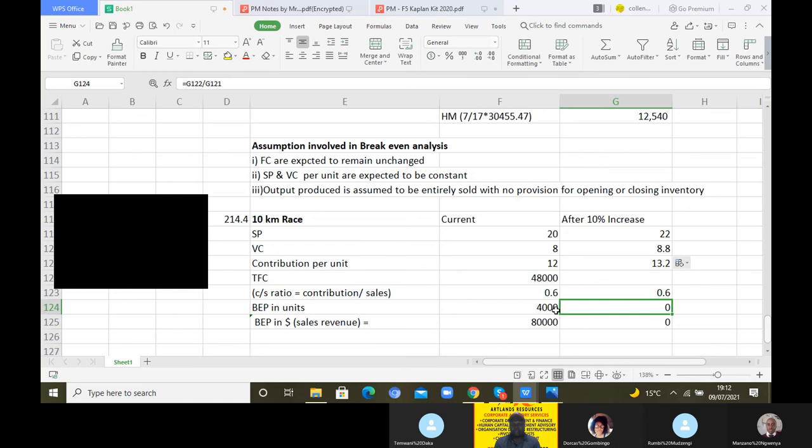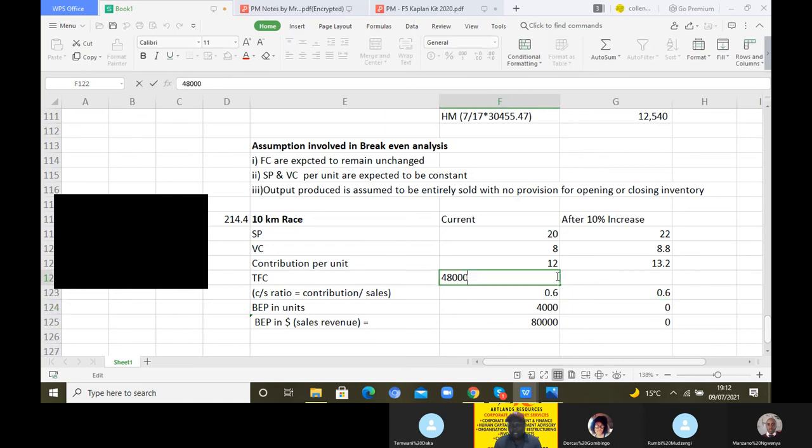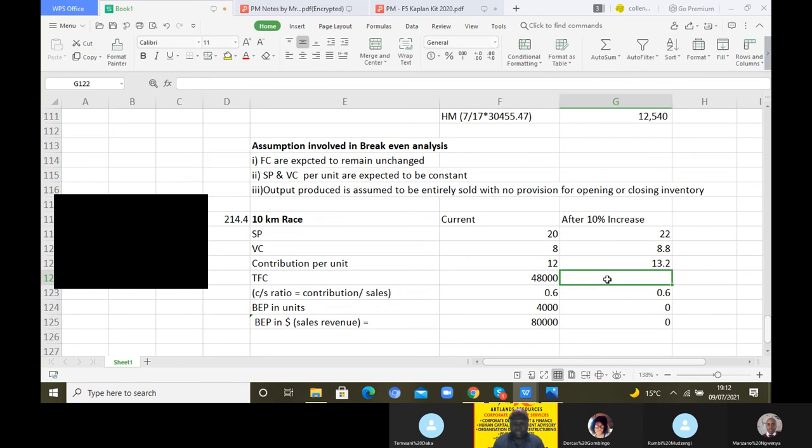And then break-even point in units, you are equally doing the same. You are saying equals this, multiply by 1.1. Okay, so there you go.